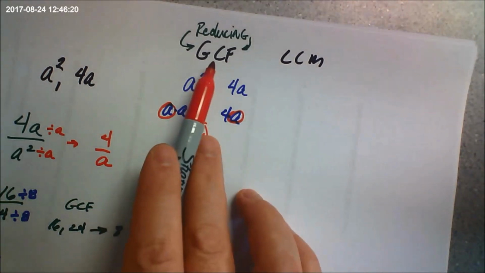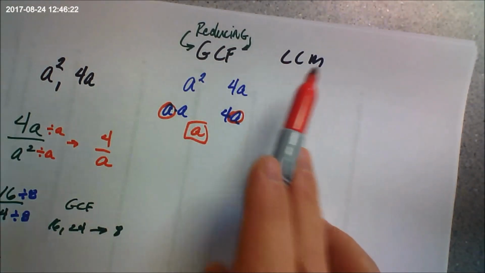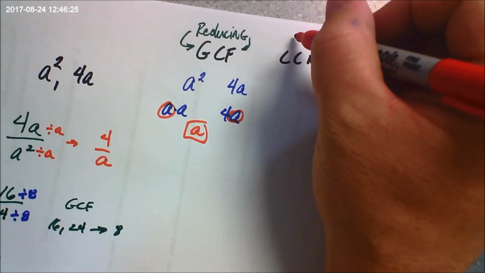Now, lowest common multiple. Okay, Leo, look, buddy. If we use the greatest common factor to reduce, what do you think we'll use the lowest common multiple for?